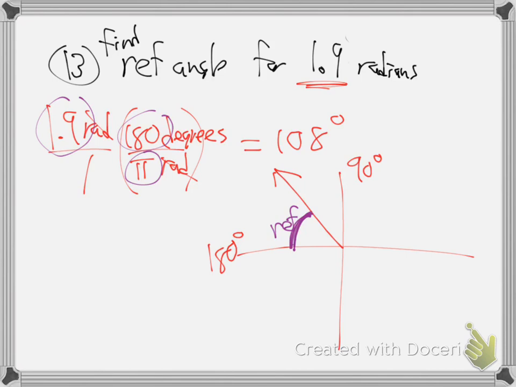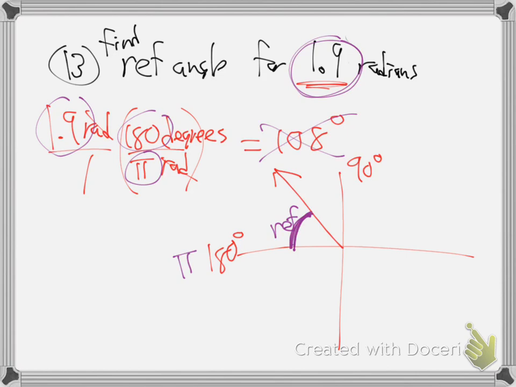Now, we can't use 180 because we're going to go back and use the 1.9. We're not going to use this 108. That's not the real value. We've got to give a radian answer. That just helped us find it. So 180 is pi radians, as you know. So what do I have to do then? Pi is all the way there. Pi minus the angle. Does everybody see that?